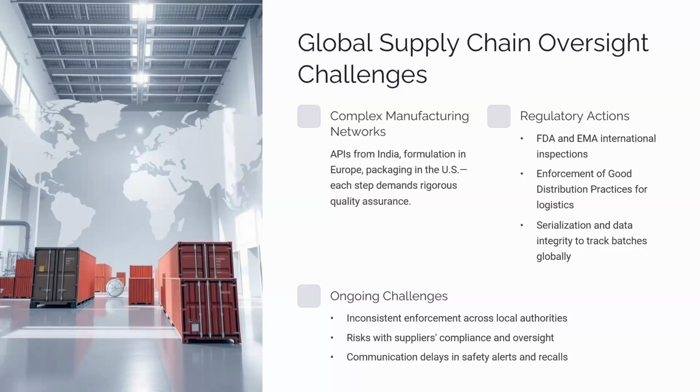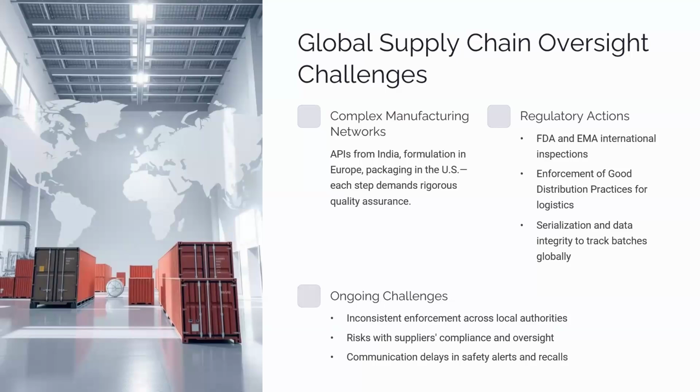Then regulatory actions: all the sites that are involved in the manufacturing of a certain drug substance or drug product need to be inspected by international bodies like FDA and EMA. Then they need to make sure that good distribution practices for logistics are enforced, good documentation practices are in place, etc. And lastly, sterilization and data integrity to track batches globally. This is again very important to make sure that the batches are safe and effective.